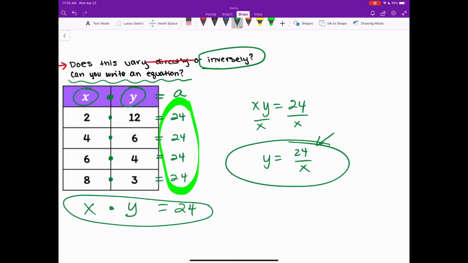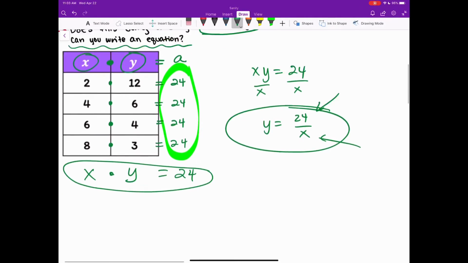I have my constant of variation on the top, I have my x value on the bottom, and it's equal to y. So for this set of values, I found by multiplying my x's and my y's together and getting a constant that this was inverse variation, and I was able to put this into a formula for an inverse function.